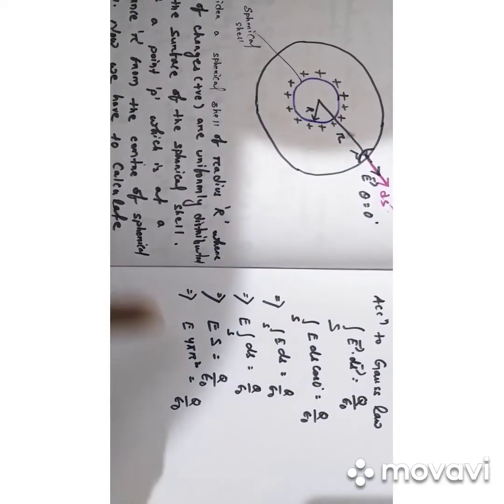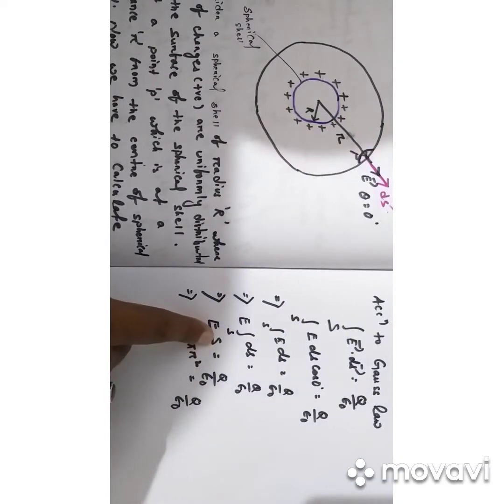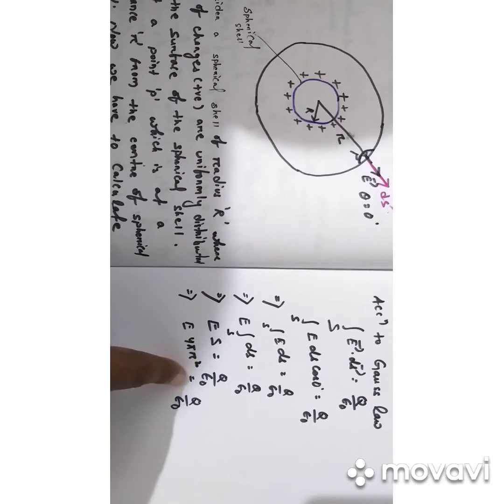Here S means the surface area of the sphere, which can be represented as 4 pi r square, equal to q by epsilon naught. That means E into 4 pi r square equals q by epsilon naught, because the surface area of the sphere is 4 pi r square.